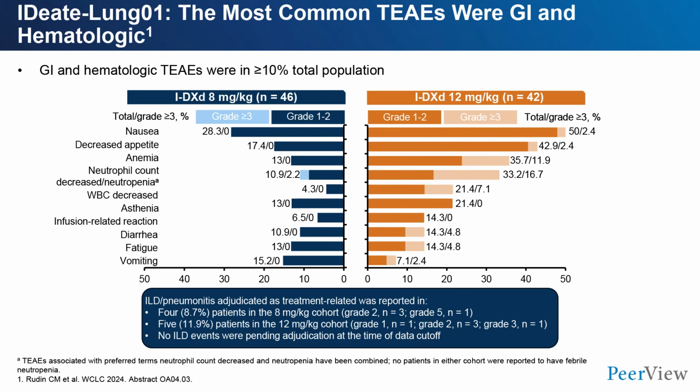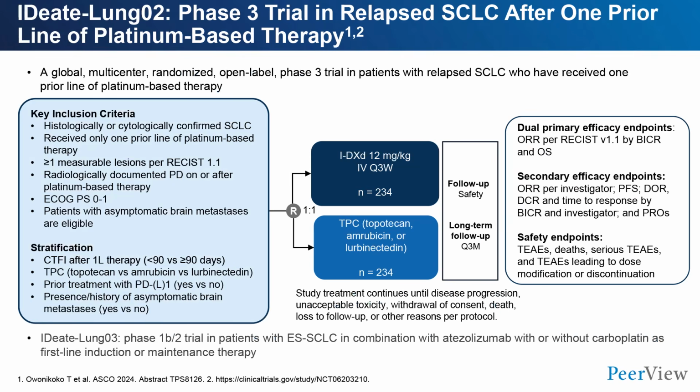Nausea, decreased appetite, and anemia being among the top 3. Now, there's an ongoing trial of IDeate-Lung02. This is second-line treatment. So after prior platinum-based therapy, patients get randomized to I-DXd or the treating physician's choice of either topotecan, amrubicin, or lurbinectedin.